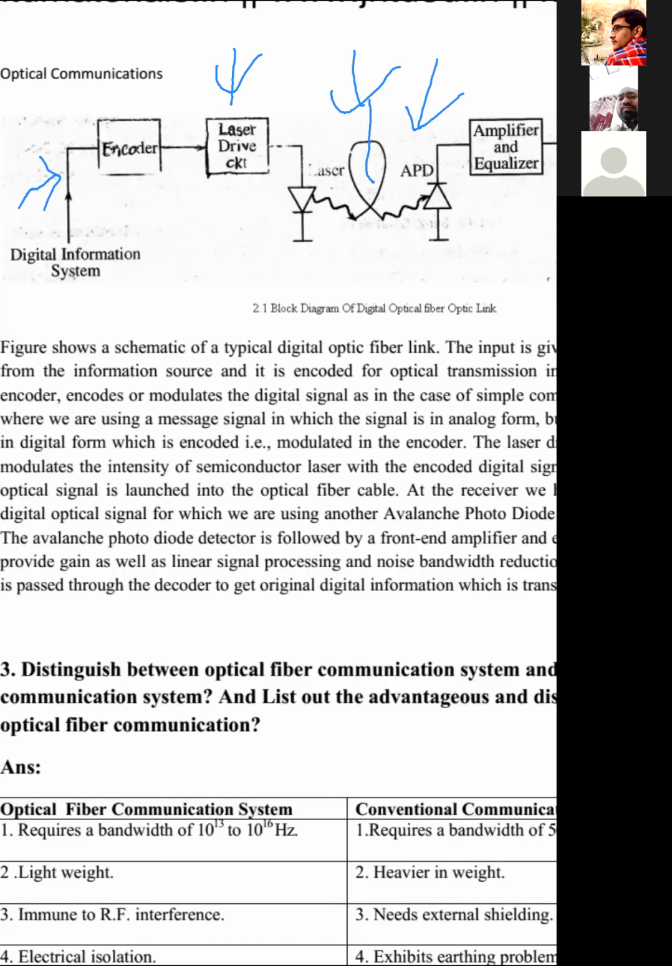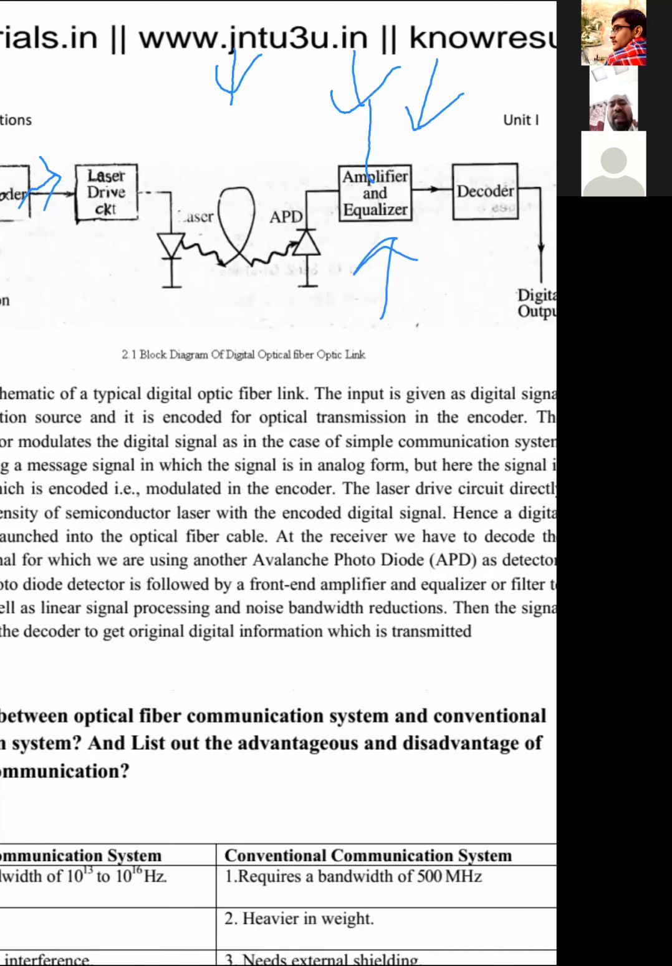Next, you have used an amplifier and equalizer. What are we using this amplifier and equalizer for? So that we can reduce the noise and process the signal further.